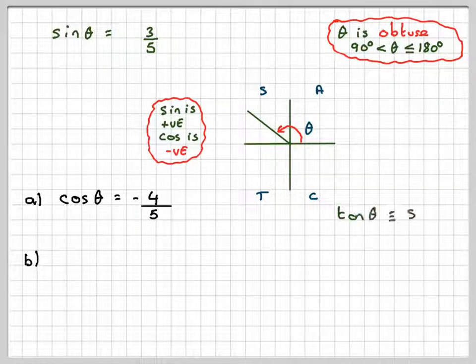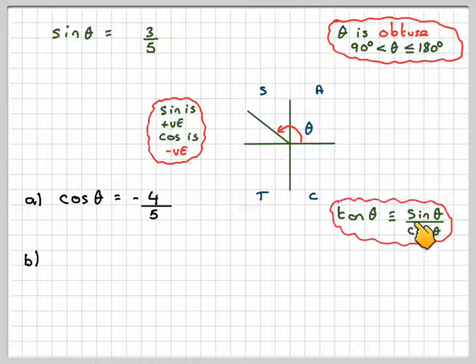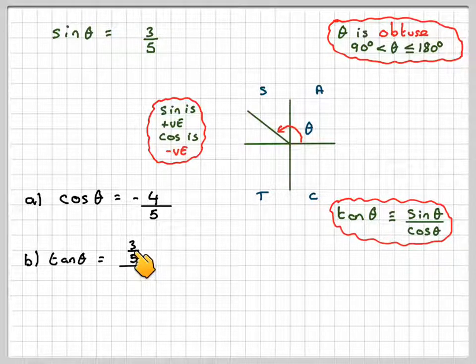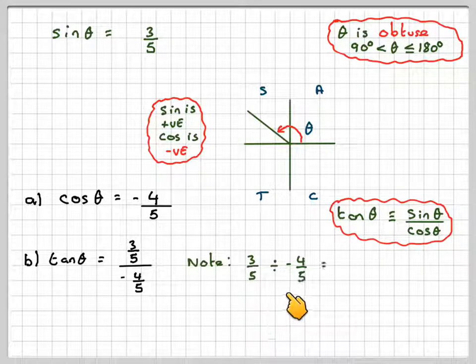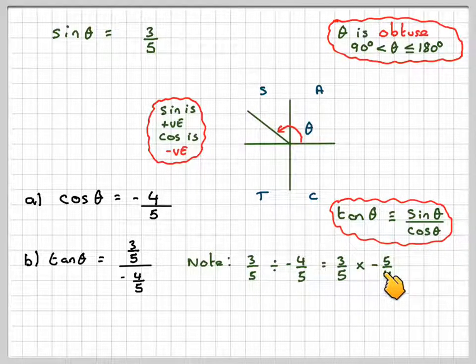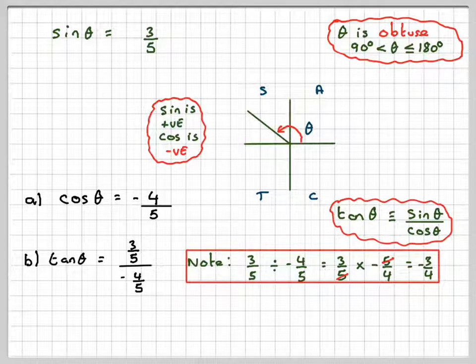To find tan theta, it is equivalent to sine theta over cos theta. Therefore tan theta is going to be 3 over 5 divided by minus 4 over 5. Note, if you do 3 over 5 divided by minus 4 over 5, that's the same as doing 3 over 5 times minus 5 over 4. The 5's cancel out, so you get minus 3 over 4. So the final answer here will be minus 3 over 4.